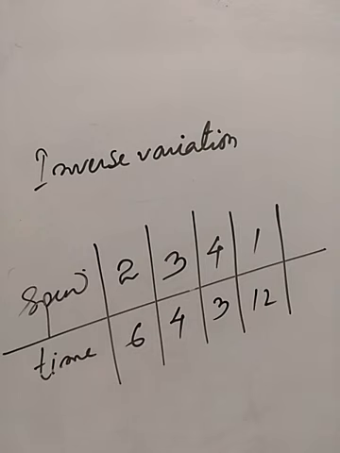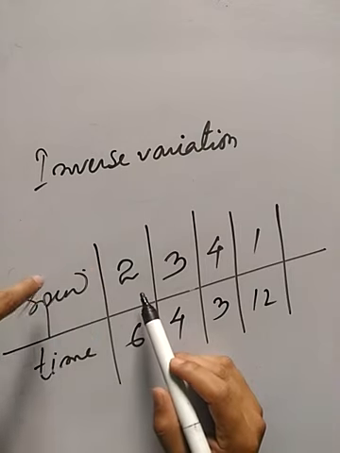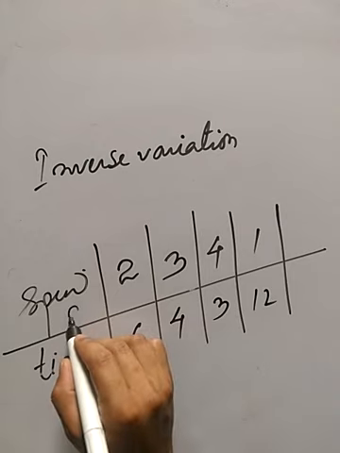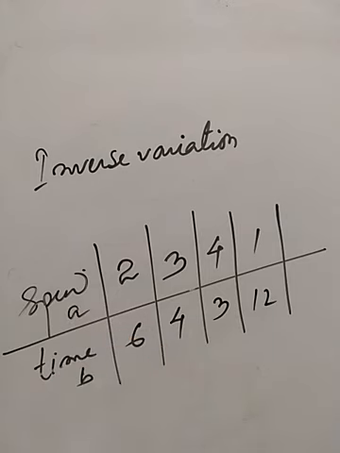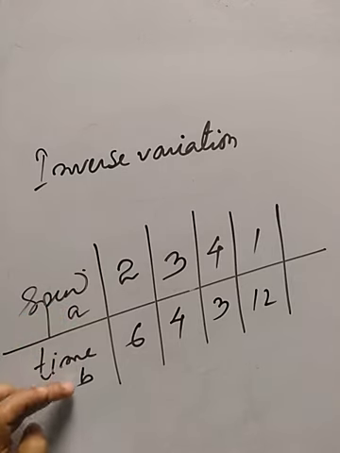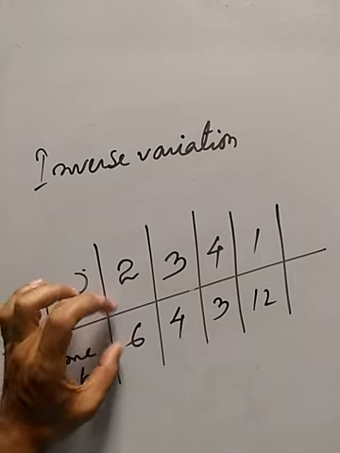Now let us see. Let me represent the speed with quantity A, and this is B. Quantity A here is 2, quantity B is 6. We have to look at the corresponding values.